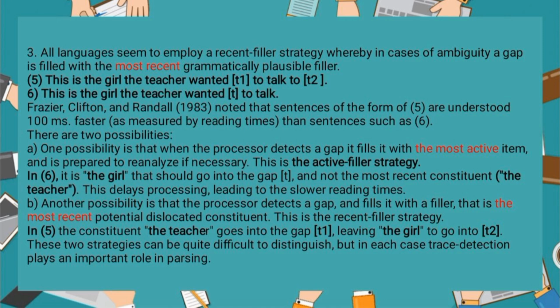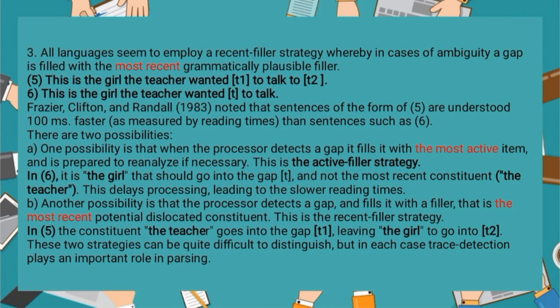These two strategies can be quite difficult to distinguish, but in each case, trace detection plays an important role in parsing. Imagine a sentence like, which book did you read yesterday? The word book is moved to the beginning, leaving a gap marked by T. When we read this sentence, our brains remember the word book and automatically fill in the gap with it, even though it's not directly next to the verb read. It's like our brains are doing a little puzzle, figuring out where the missing piece goes.